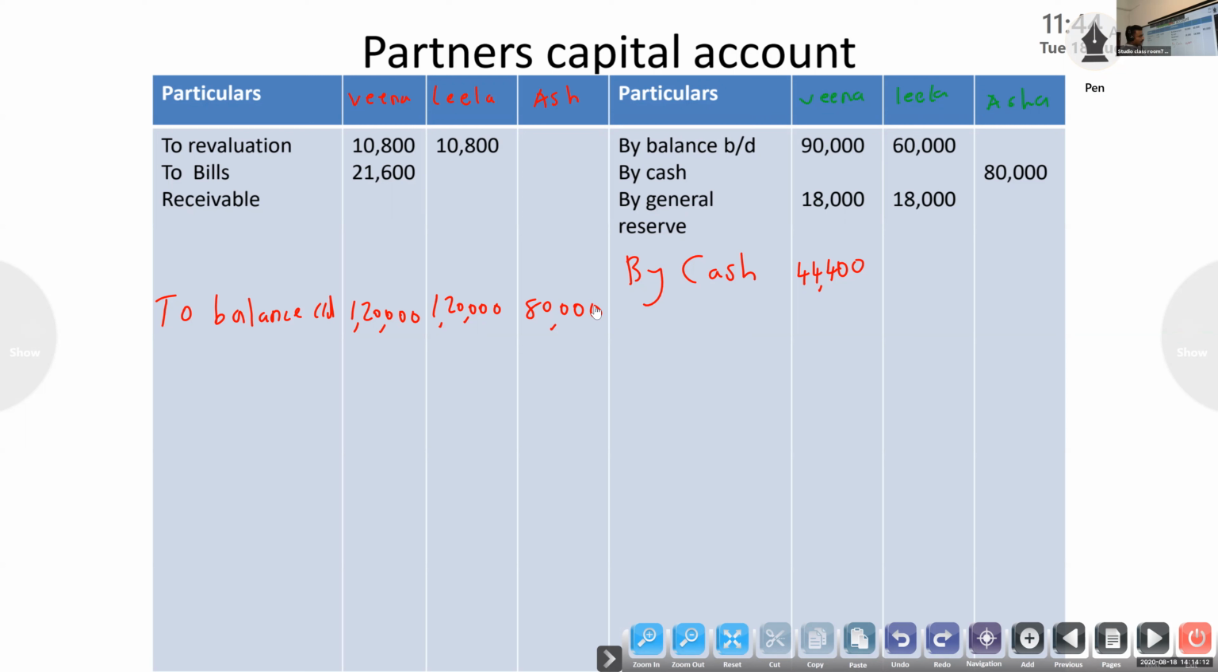Suppose you balance Veena's account: 90,000 plus 18,000 plus 44,400. Then we will get 1,52,400. From that, if you minus 10,800 and 21,600, we will get 1,20,000. Is it correct, Asha? Okay, so like that. Next one.